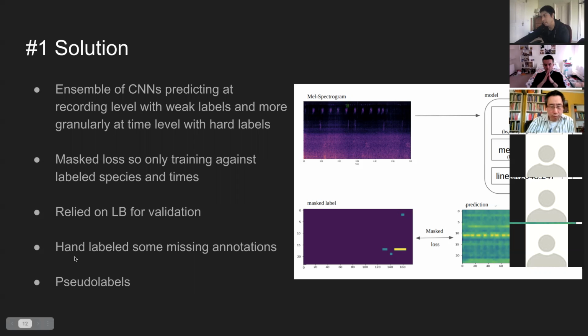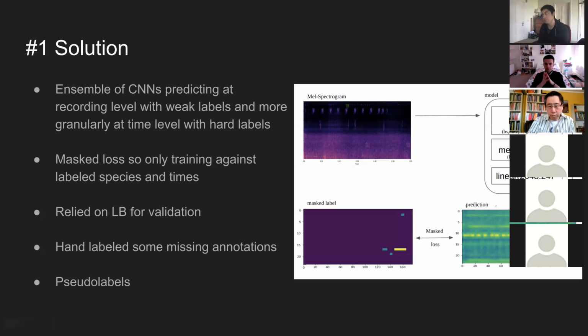They mentioned that they hand labeled some of the missing annotations. They went through, listened to the audio and said, okay, I recognize what this bird sounds like now, and they plugged in some spots where they noticed that they were missing the correct labels. And then they also applied this pseudo labeling technique, which is basically you take your model's predictions and then you apply that to more data, and then you train on that again.